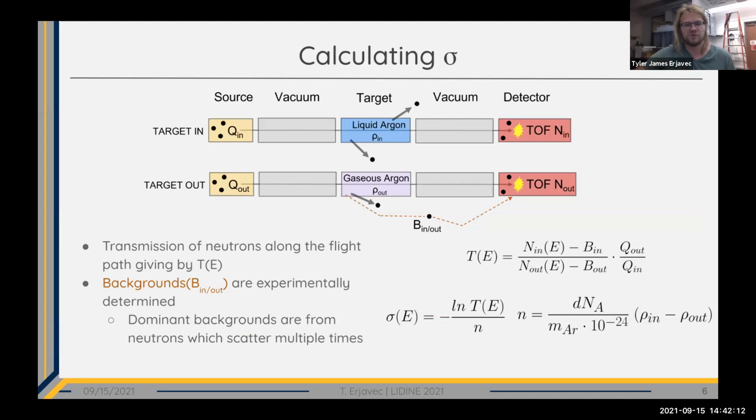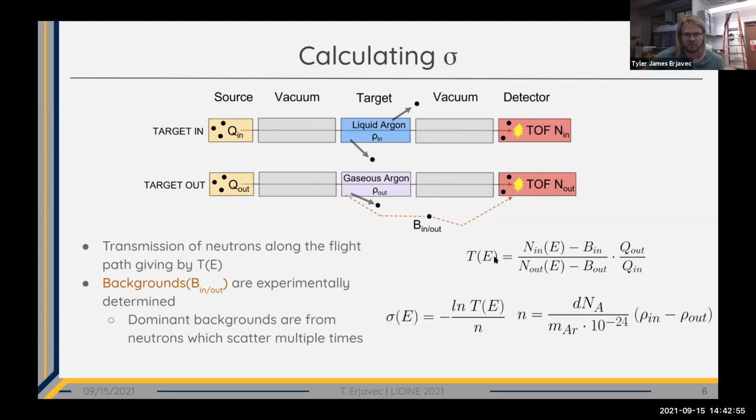In order to do this, we need to get the transmission coefficient. The transmission coefficient is just a ratio of the number of neutrons that do not interact at all with the RD target. So in order to do this, we need both a target in and a target out. The target in is going to be full of liquid argon with a density of rho n, and the number of neutrons that we detect at the detector are n. Similar thing for the target out, just we are using gaseous argon at atmospheric pressure for the target out.